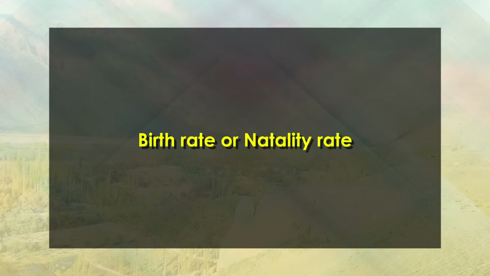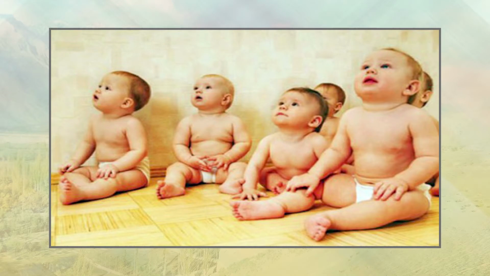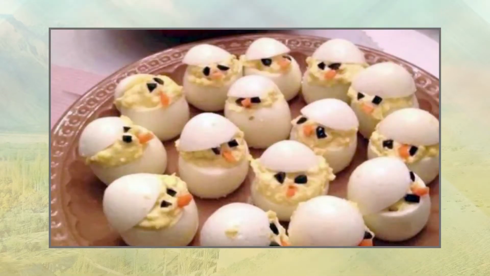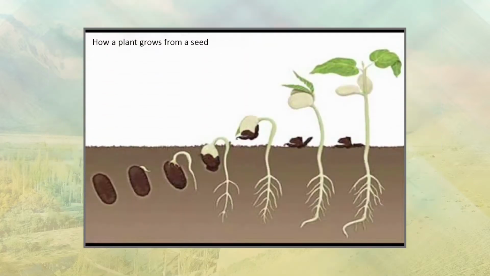Number 2, birth rate or natality rate. Natality rate is the rate at which new individuals are added to a particular population. This may occur due to birth of young ones or hatching of eggs or germination of seeds or spores. It is generally expressed as number of births per 1000 individuals of a population per year.